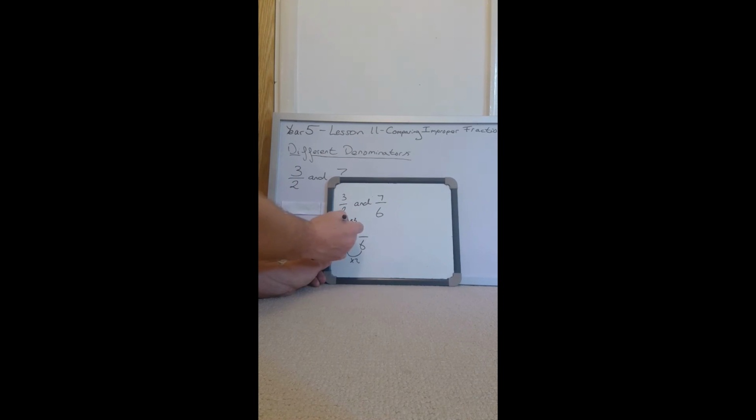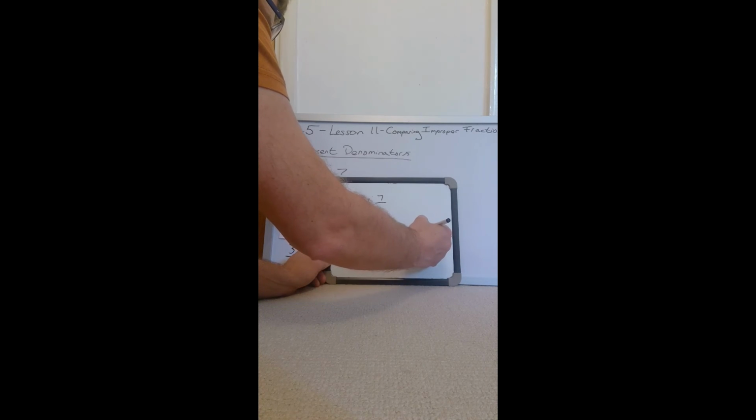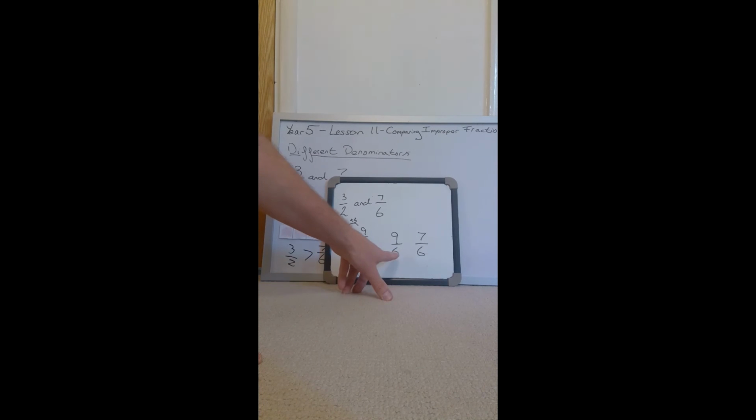I'm going to rewrite my number sentence: 9/6 and 7/6. Here I can clearly see, because I have the same denominator now and I'm just comparing my numerators, that 9/6 is a larger fraction than 7/6, and I present my answer so.